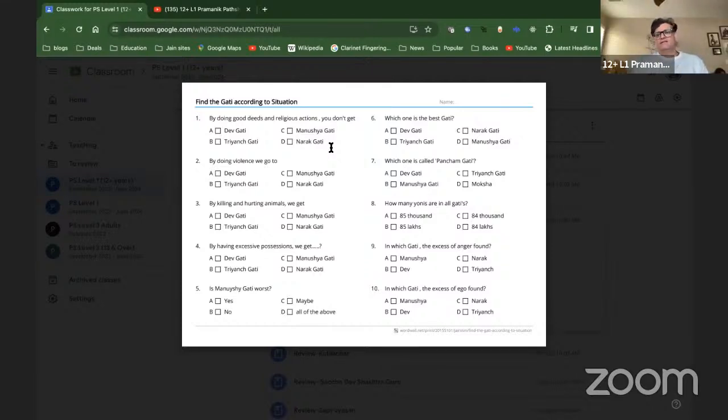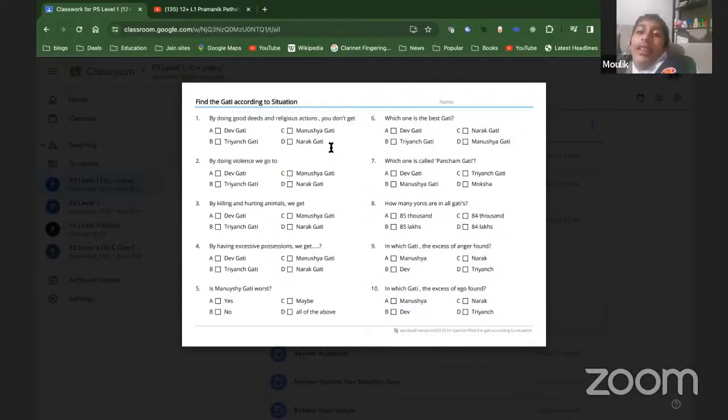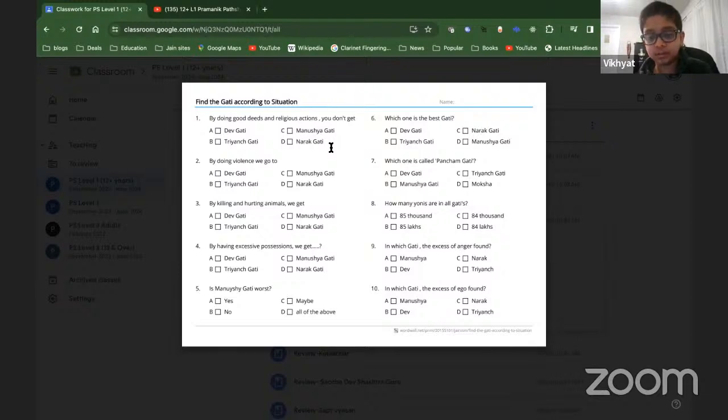You can have stuff and be very rich and happy, but that's not the purpose of your life. At least you're not in Naragati, but if you were better in your previous life, you could have been in Devgati. I'm giving you a statement: you can actually control what you do.